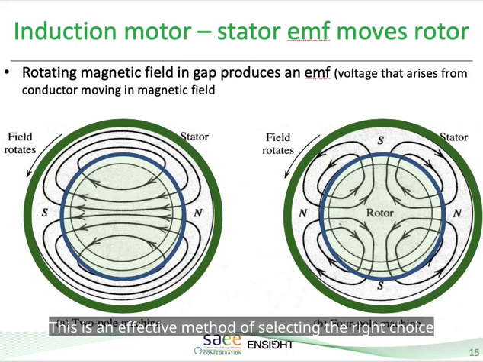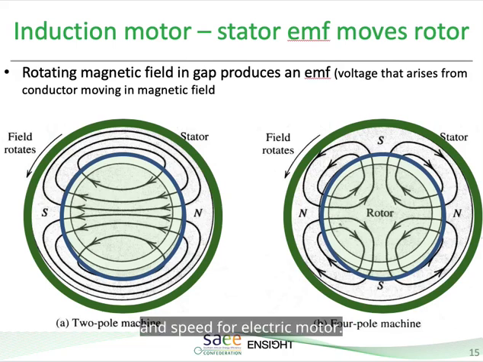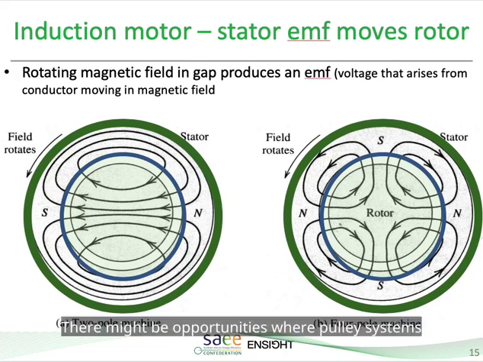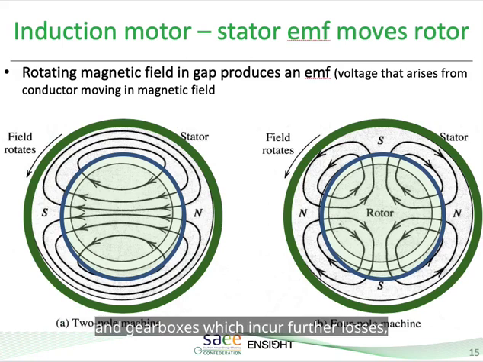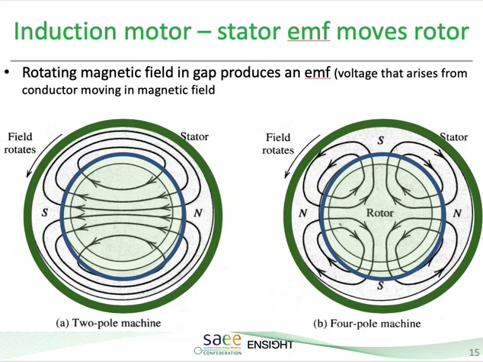This is an effective method of selecting the right speed for an electric motor. There might be opportunities where pulley systems and gearboxes, which incur further losses, can totally be taken out of the equation due to just changing the poles of the motor, and thus influencing the rotational speed.